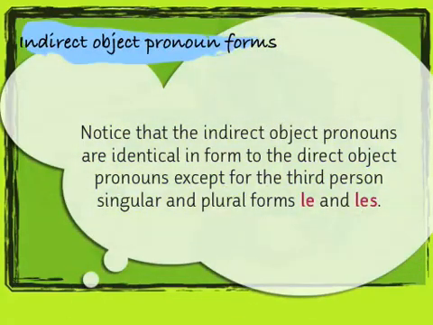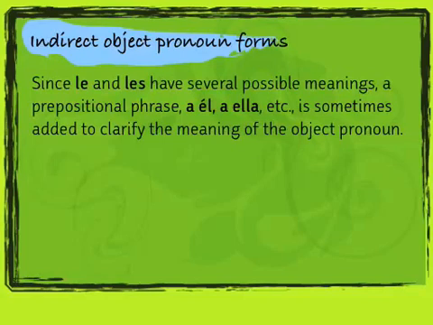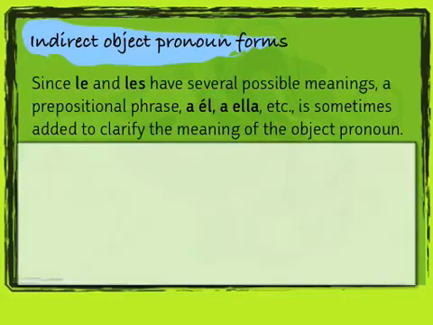Indirect object pronoun forms. Notice that the indirect object pronouns are identical in form to the direct object pronouns except for the third person singular and plural forms le and les. Since le and les have several possible meanings, a prepositional phrase a él, a ella, etc. is sometimes added to clarify the meaning of the object pronoun.